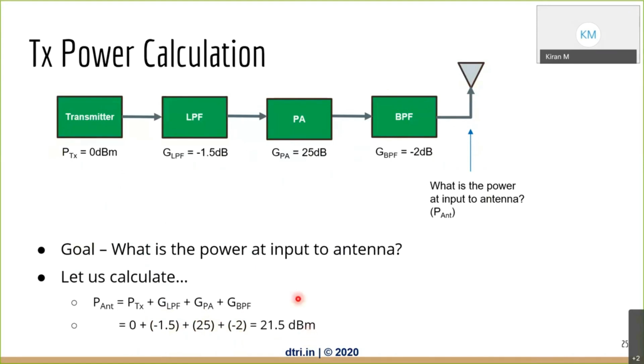21.5 dBm. So the question is, once you get this, let's say as a designer, you have designed this system. Now, if it's a 3G, 4G or a 5G system, you have the 3GPP specification. You have to look at the 3GPP specification and see whether this meets the requirement. If it does not meet the requirement, then you have to go back and redesign the system. Okay, this is the transmit side.